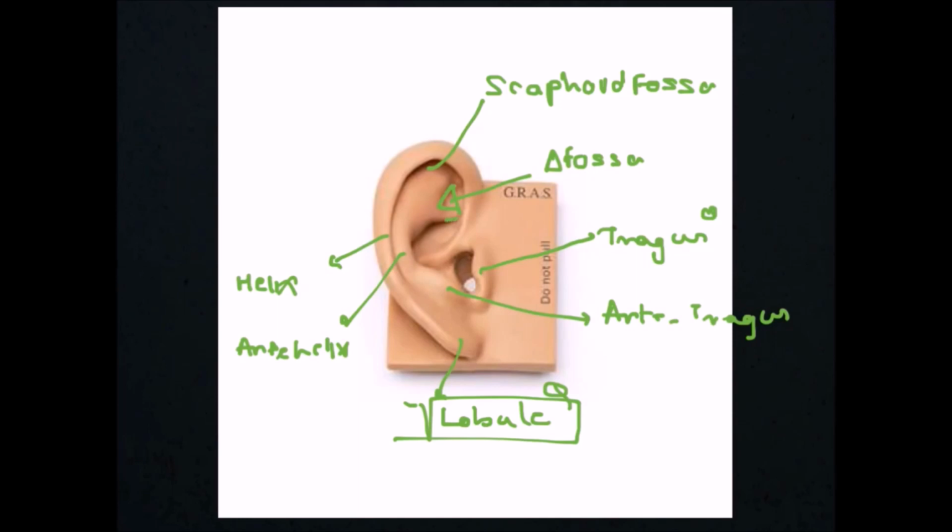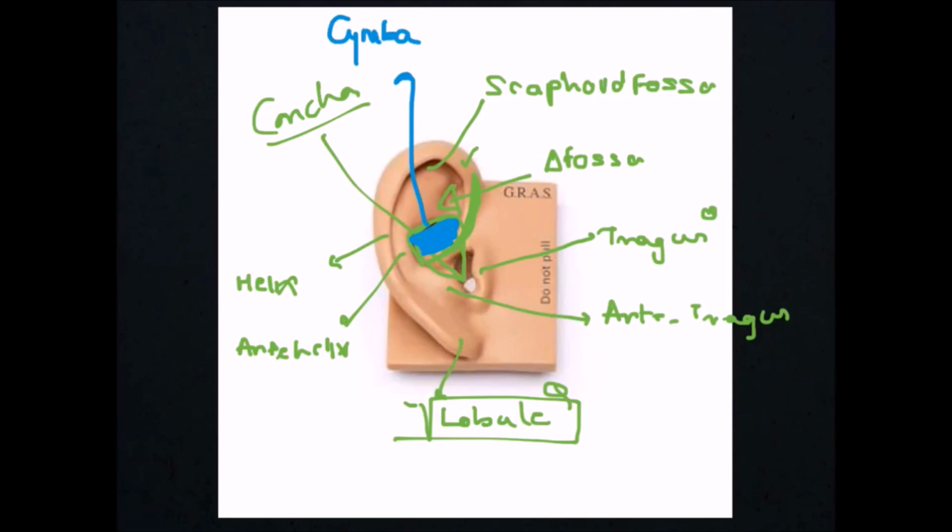Now the central depression is known as concha. This whole portion is known as concha. So concha is divided by the ascending crura of the helix. This is the helix. This is the ascending crura of the helix. So the ascending crura of the helix divides the concha into this part, which is known as cymba concha. What is this known as? Cymba concha.